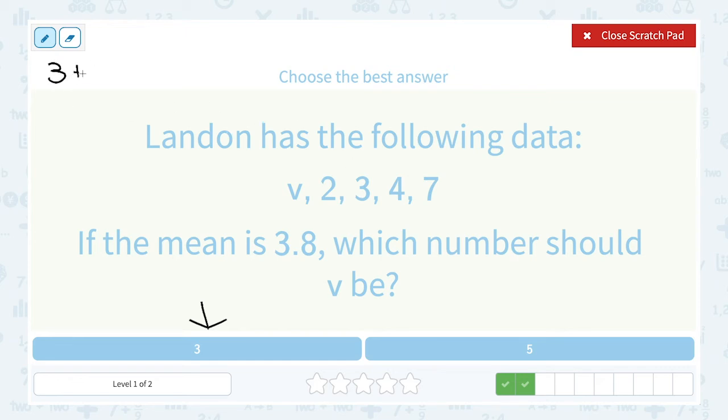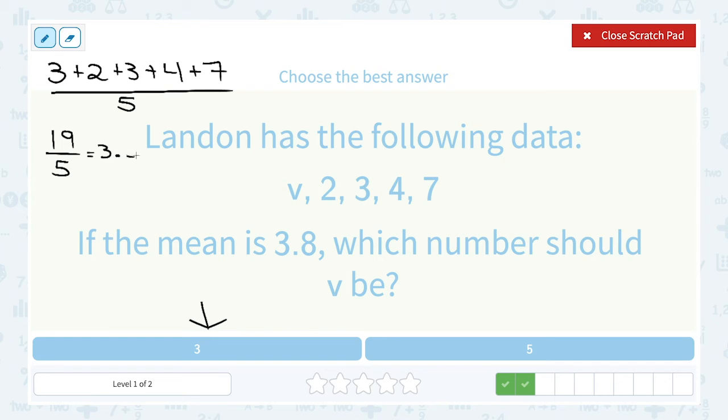If I add those numbers up, 3 plus 2 plus 3 plus 4 plus 7, and then I'm dividing by how many numbers there are, 1, 2, 3, 4, 5. That gives me a total of 19. And then I still need to divide that by 5. Okay, and that gives me 3.8. That's exactly the mean we were looking for, so that works, and V must be equal to 3.